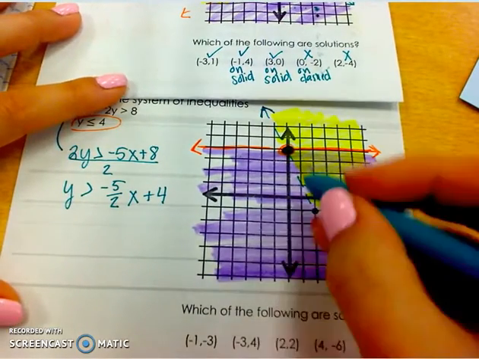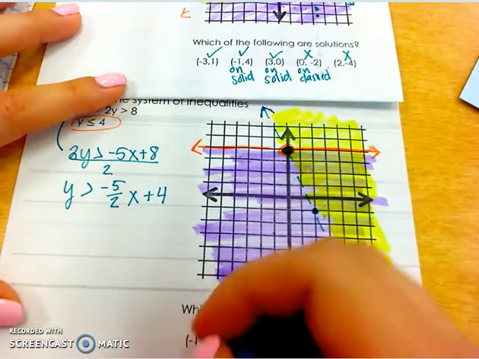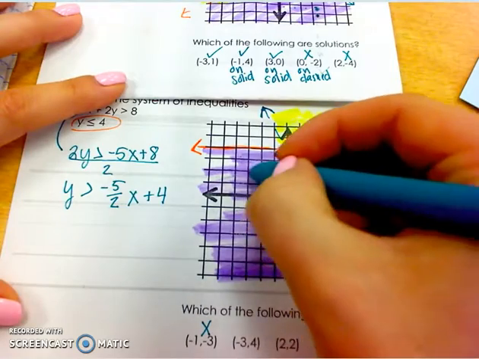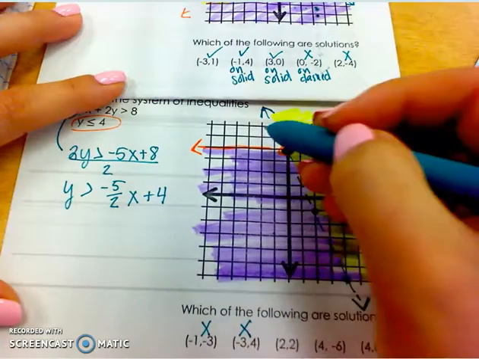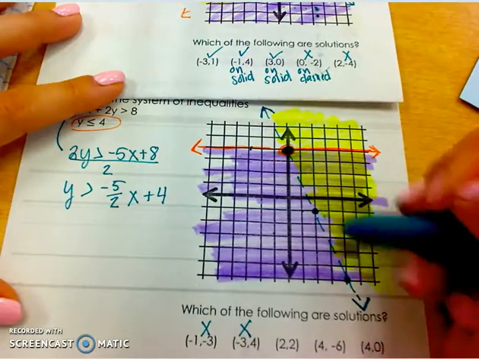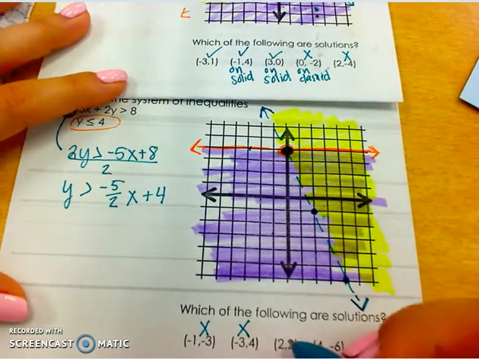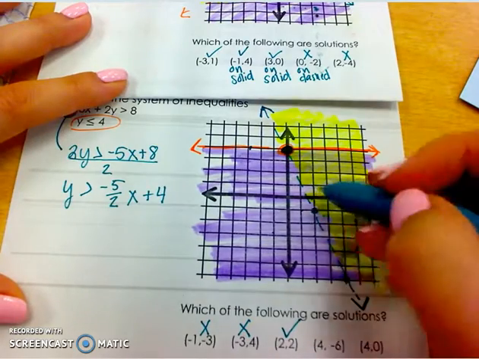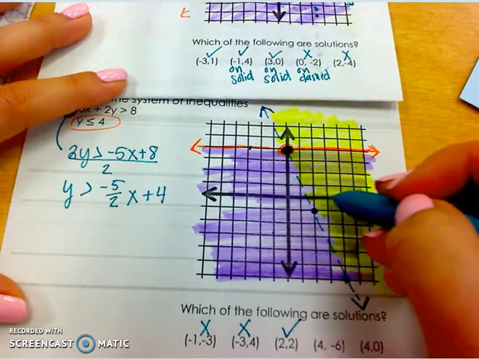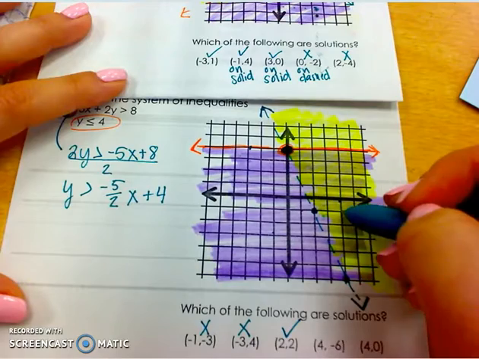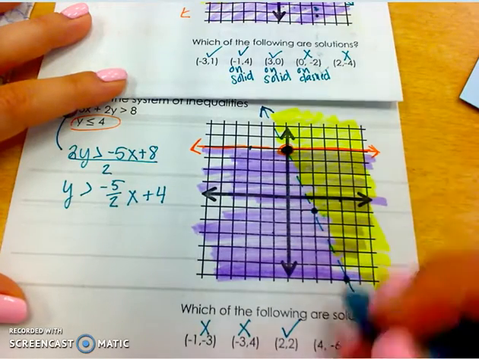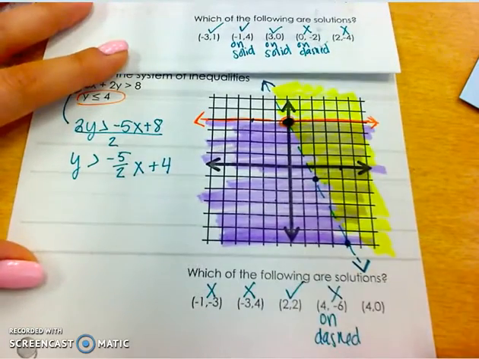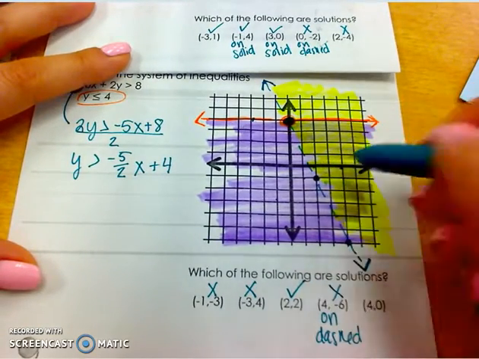Are they solutions? -1, -3, no. -3, +4, no, because it's not on the double shaded border. That would be over here, even though it's on the solid line. 2, 2, yes. 4, 1, 2, 3, 4, -6, 1, 2, 3, 4, 5, 6. This is no because it's on the dashed. And then 4, 0 is a yes.